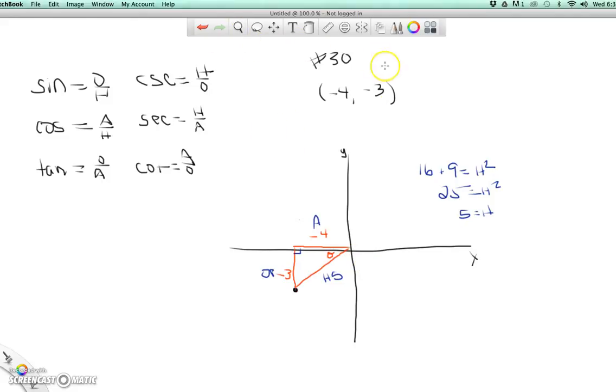So now you can just plug in these values to all of these. For example, I'll just do one. The sine of theta, which I should have written as sine of theta, is opposite over hypotenuse. Opposite would be -3, and the hypotenuse would be 5. So this is one of your six trig ratios right there. And you just do the rest of them that way. So go ahead and do those that way.